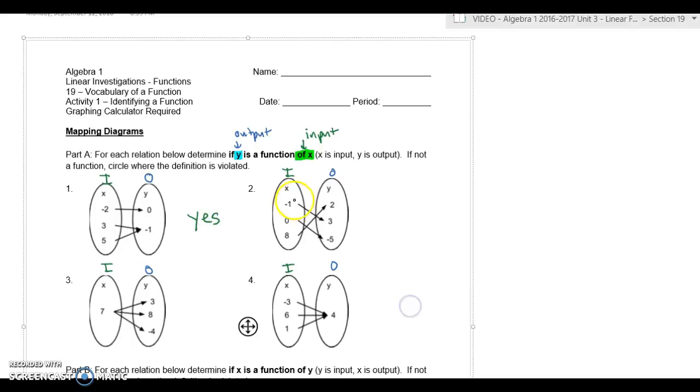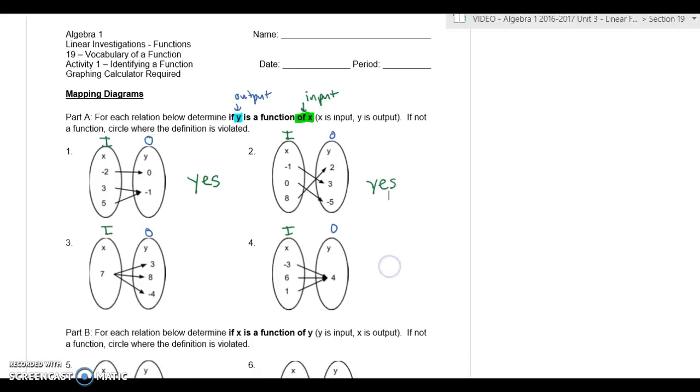In number 2, if we go from negative 1, we go to 3. 0 goes to negative 5. 8 goes to 2. Yes, that's a function. Very predictable. And here's where I run into the issue. Number 3, we have 7. 7 is our input, but notice that 7 goes to not only 3, but to 8 and to negative 4. That cannot happen and still be a function. So for this, we're going to say no, it's not a function. It's violated right there at 7.